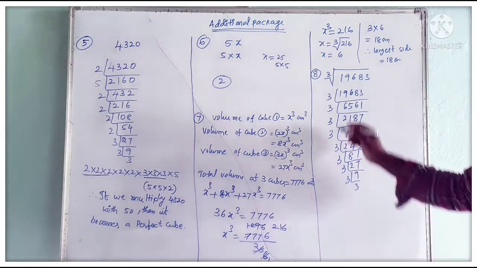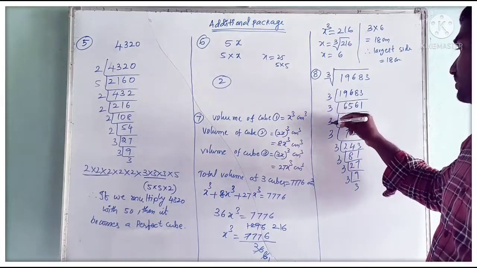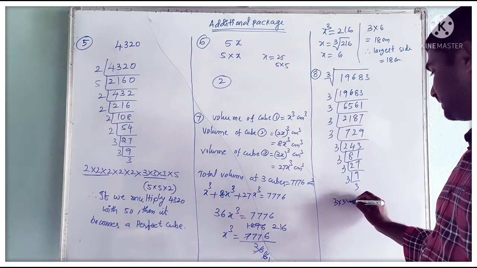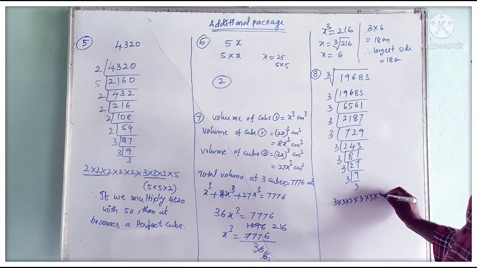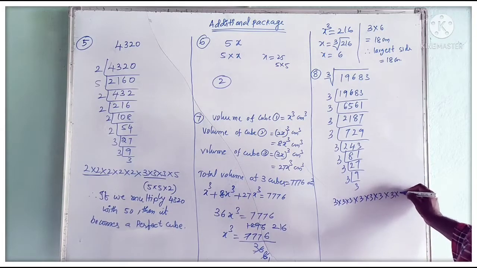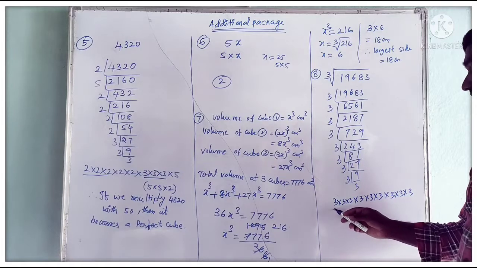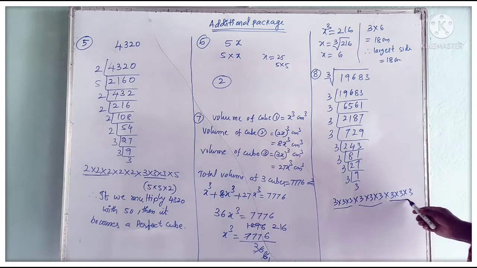Okay, so now you can write that prime factorization here. How many 3s do we have? 1 2 3 4 5 6 7 8 9. So 3 into 3 and 3 into 3 into 3, 3 into 3 into 3. So we can make every 3 similar factors as one group: these 3 as one group, these 3 as one group, these 3 as one group.